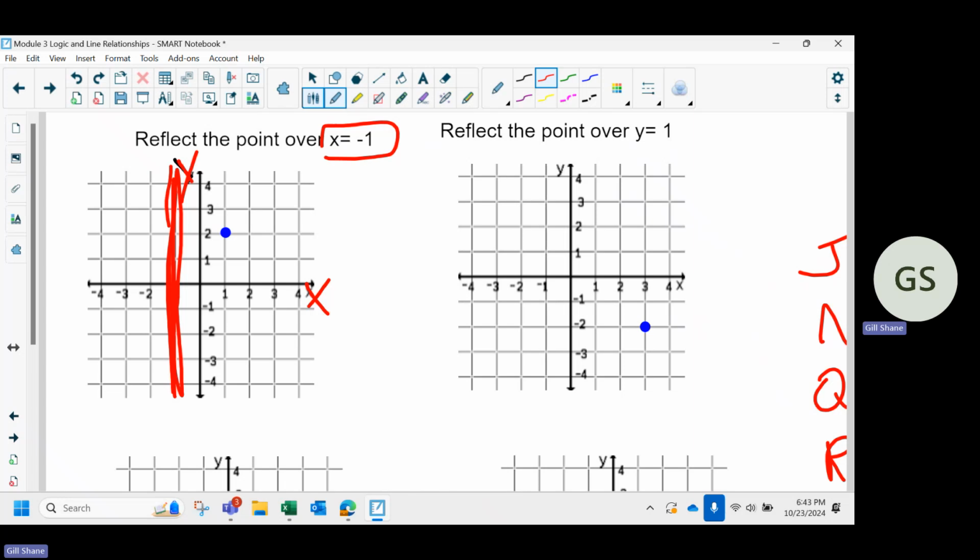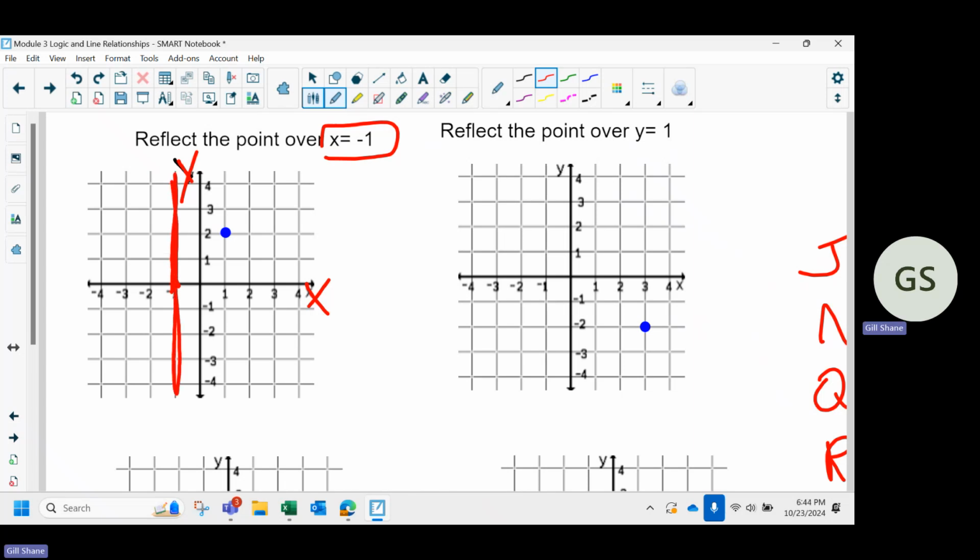So if x equals a number, if you just need to memorize it, that means it's going to be a straight up and down line, a vertical line, if x equals a number. And then you just find the number on the x-axis. So in this case, we're using -1. So then I just graph through -1 straight up and down.